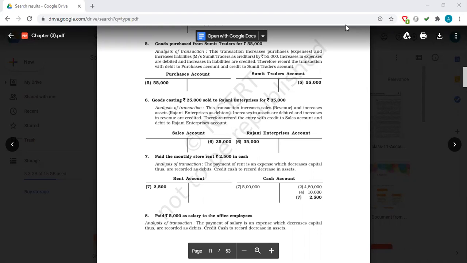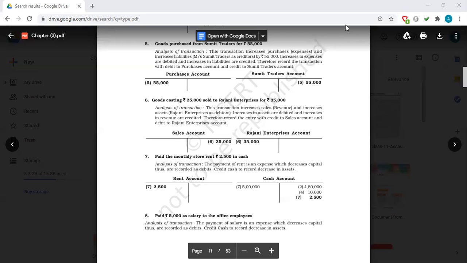Underline the word Sumit Traders. It means it's a credit transaction, which means you are going to pay Sumit Traders in future. So the analysis of this transaction is that goods are coming in, so an asset is increasing, and you are going to pay in future. So your credit is increasing, creditors are increasing, so your liability is increasing.